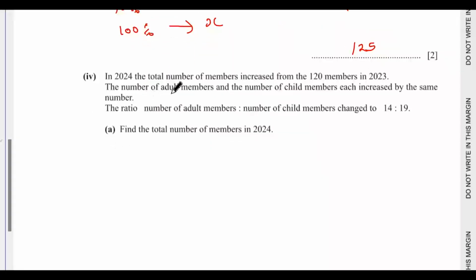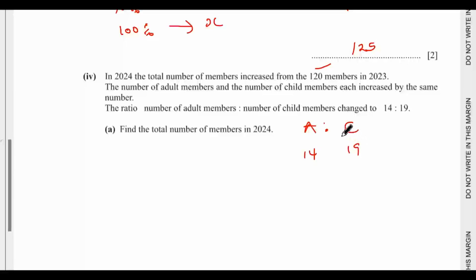In 2024, the total number of members increased from 120 members in 2023. The number of adult members and the number of child members each increased by the same number. So the ratio of the number of adults to the number of child members changed to 14 to 19. Find the total number of members in 2024. So this is pretty good. So we can do this. A to C, that is 14 to 19.